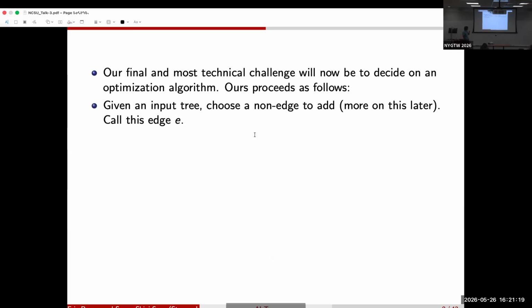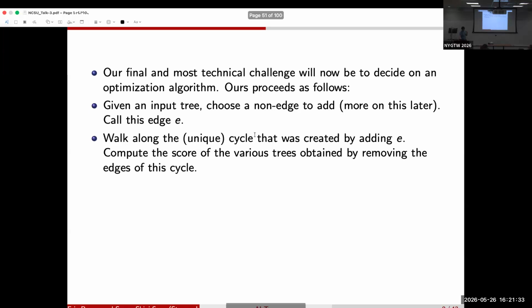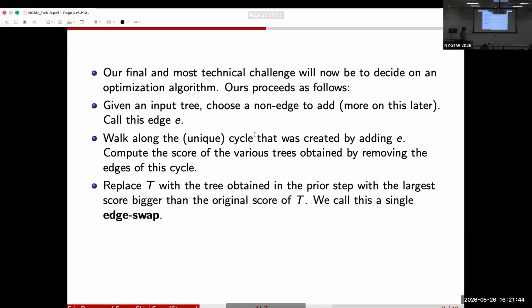Okay, so given an input tree, choose a non-edge to add. Now, how do you make this choice? We'll talk about it a bit later, but choose a non-edge and add that edge. When you take a tree and you add an edge, you always create a unique cycle. So I'm going to walk along that unique cycle and compute the score of the various trees obtained by removing one of the edges of that cycle. Replace the original T with the tree obtained in the prior step with the largest score, bigger than the original score of T. We call this one single edge swap.